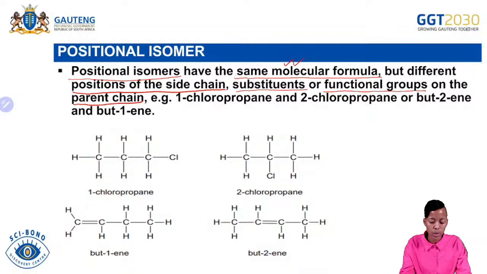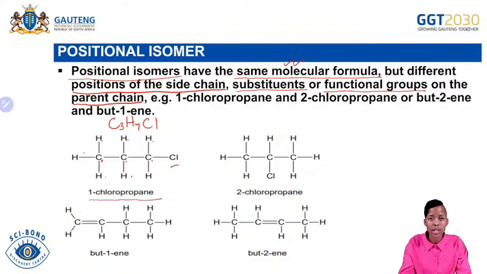We are saying that with the positional isomer, we have the same molecular formula. So again, you need to check the number of carbons on this one. How many do we have? We have 1, 2, and 3. So we have 3 carbons in total. Then next, you are going to count the number of hydrogens. So we have 1, 2, 3, 4, 5, 6, 7 hydrogens. And then we'll also see that you have a chlorine.